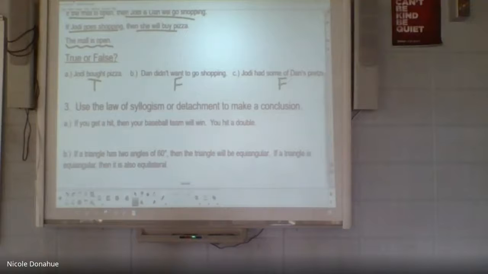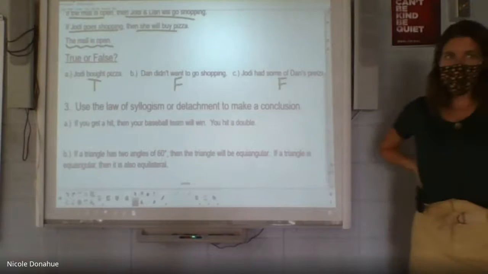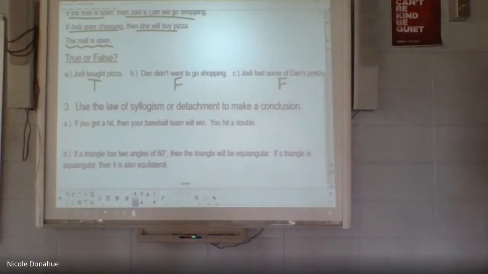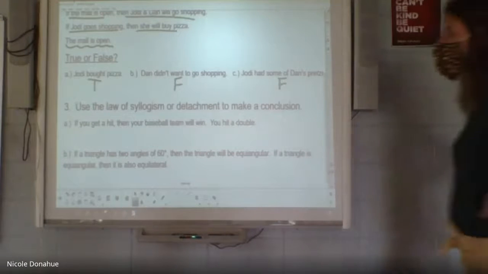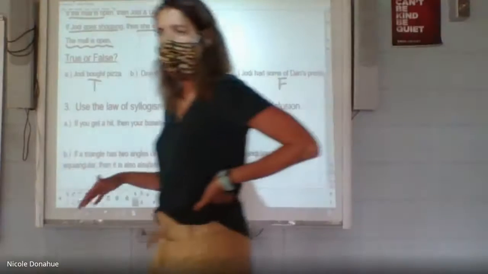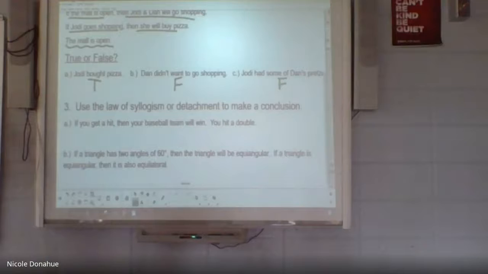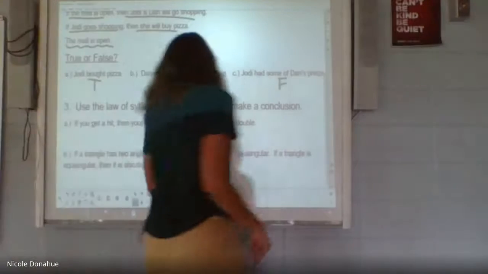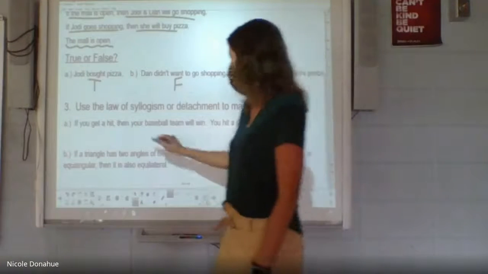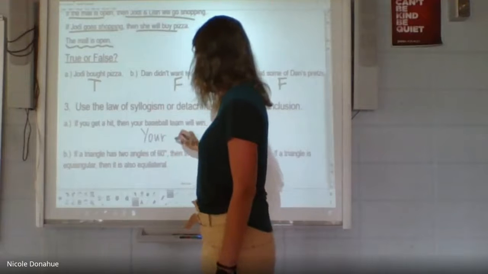So if you get a hit, then your baseball team will win. Again, I'll try to use things that are common knowledge, that you would know that a hit and a double are the same thing. A double is just a type of hit. So if you get a hit, then your baseball team will win. You hit a double, what can you conclude here? Your team wins. So you don't have to conclude you're gonna be the MVP, you don't have to conclude the other team's gonna be sad. You can just say your team will win.